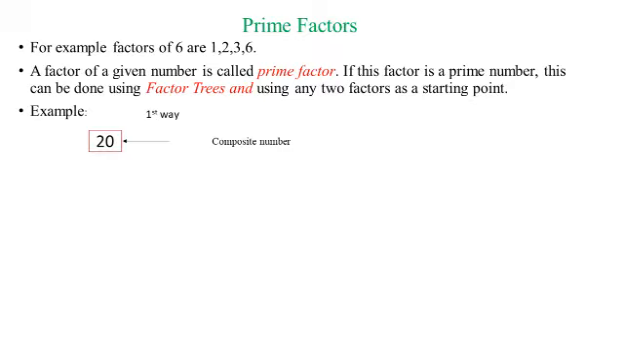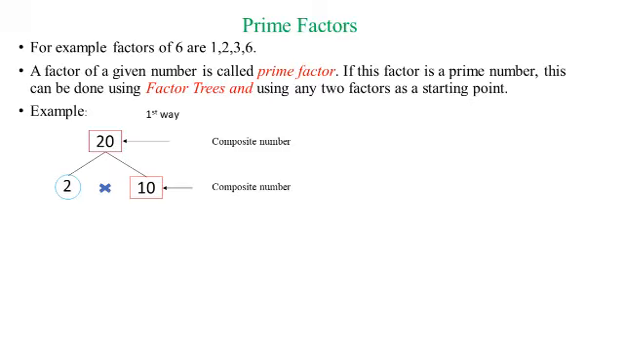We split 20 into its factors until we can't split anymore. Now we can use any two factors to split 20. We know 2 times 10 is 20, so I split down 20 as 2 times 10. Here 2 is a prime number, I circle 2. And 10 is composite, I should split down.